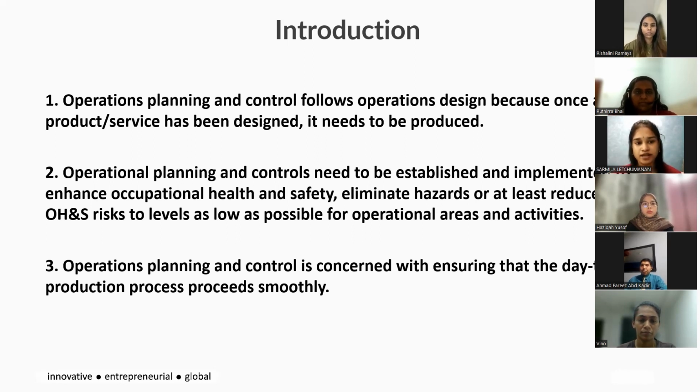Introduction. Operation planning and control follows the operation design because once a product or service has been designed, it needs to be produced. Operational planning and controls need to be established and implemented to enhance occupational health and safety, eliminate hazards, or at least reduce the occupational health and safety risks to a level as low as possible for operational areas and activities. Then operation planning and control is concerned with ensuring that the day-to-day production process proceeds smoothly. Next.